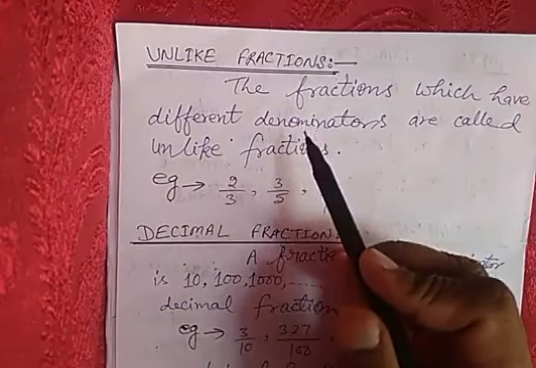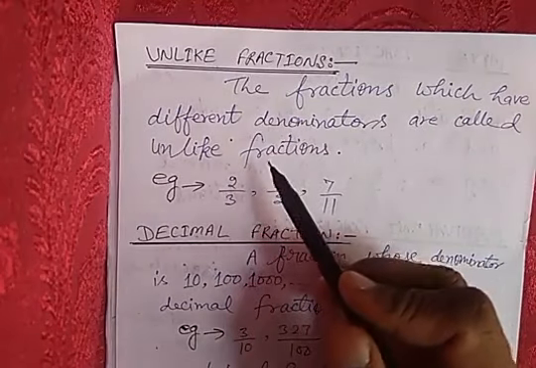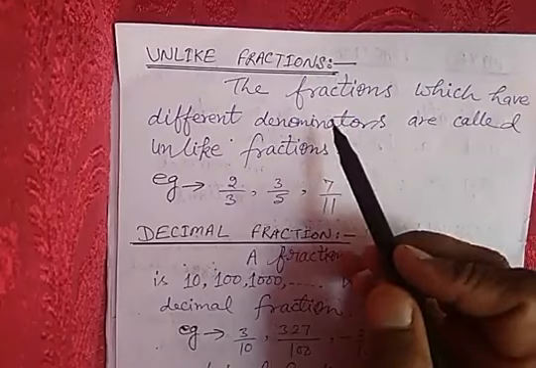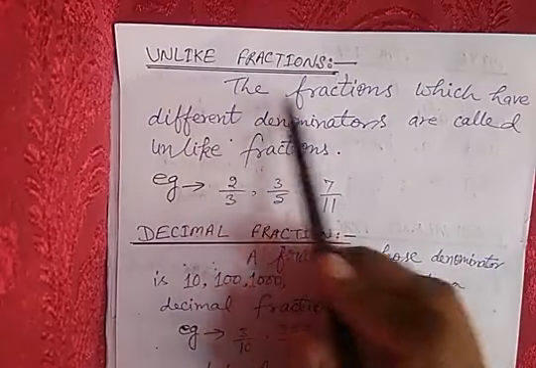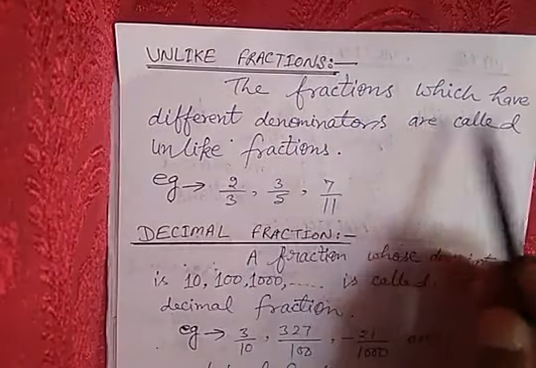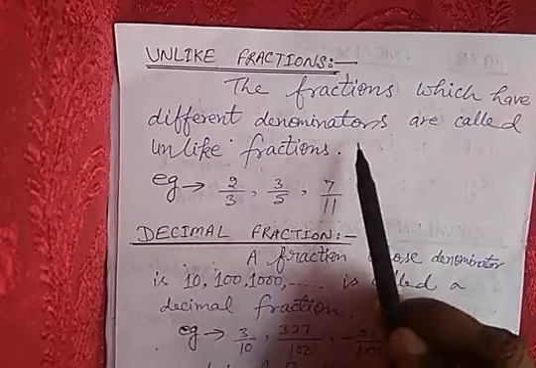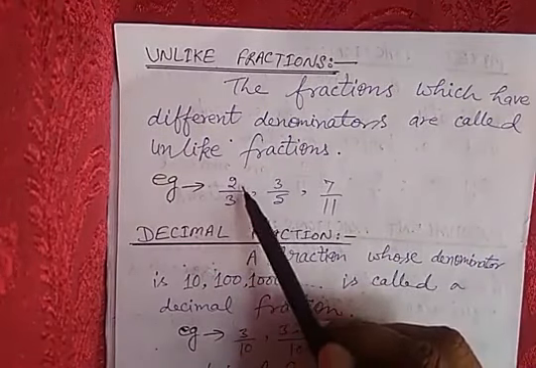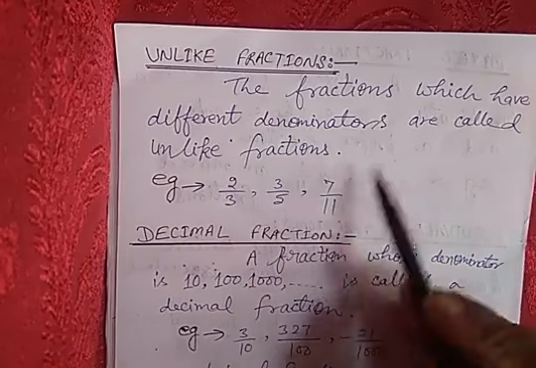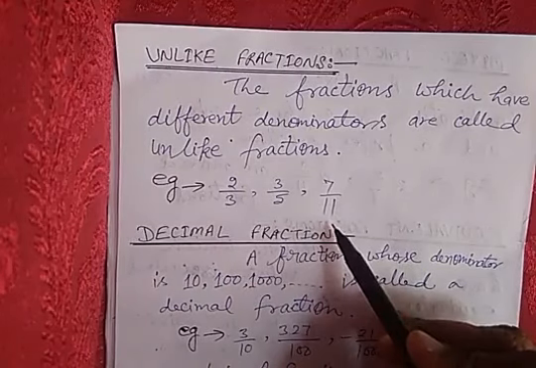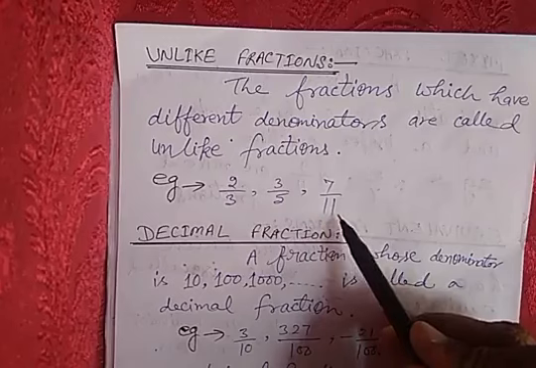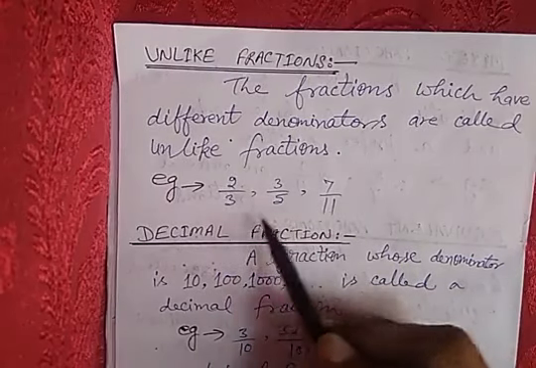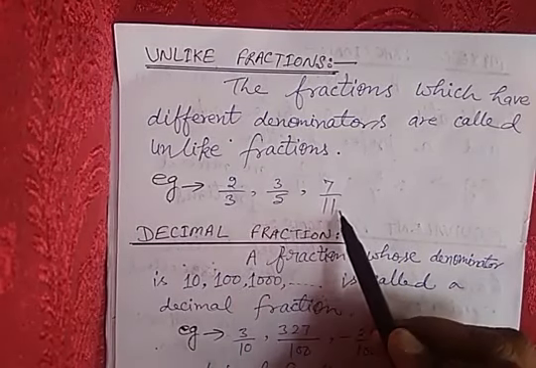Whatever I am explaining here, you have to write it in your classwork. Now, unlike fractions. The fractions which have different denominators are called unlike fractions. For example, 2 upon 3, 3 upon 5, 7 upon 11 are unlike fractions because these fractions contain different denominators.